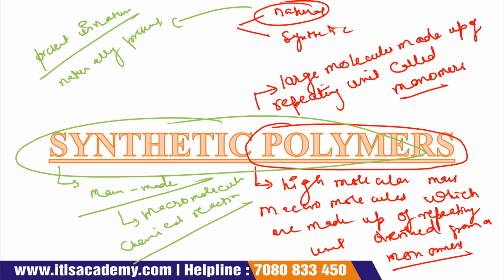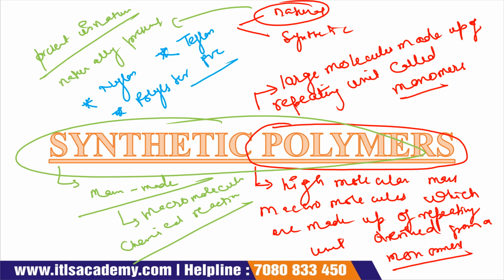Now, some examples of synthetic polymers are nylon, polyester, Teflon, PVC, etc. So today in our lecture, we have to discuss the synthetic polymers. Now let's start today's lecture.